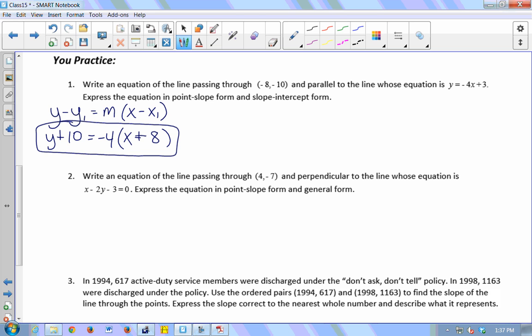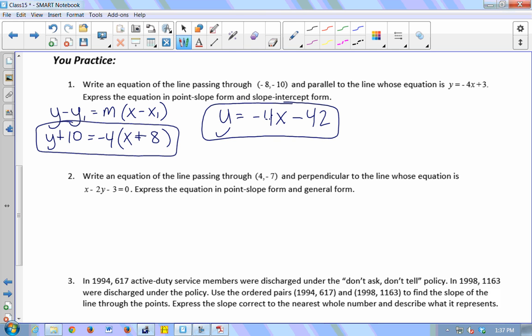And then to change it to slope intercept form, I just solve for y. Get everything on the right and combine like terms. So I'm going to have y equals -4x. And then -4 times +8 is -32. And I'm going to subtract 10 from both sides, so I get -42. It's good? Everybody have that?